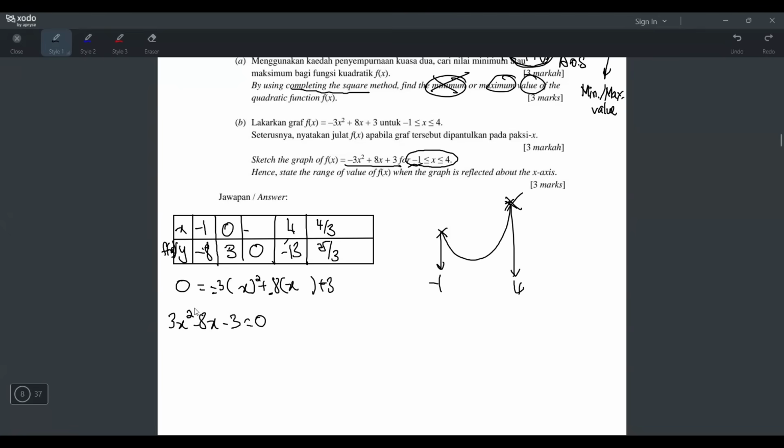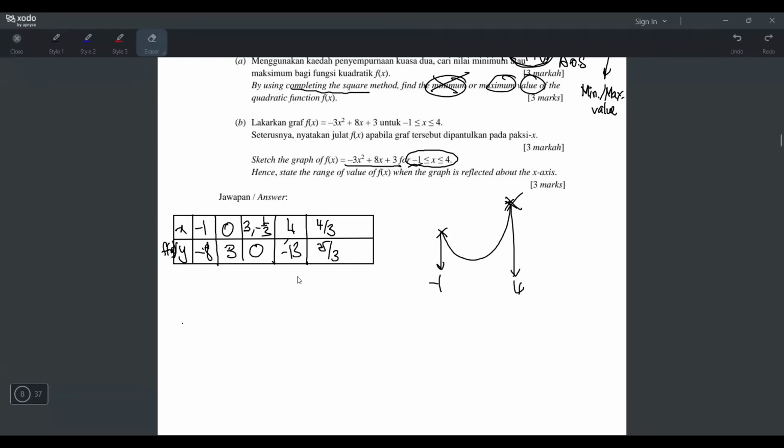Okay, my calculator gives me 3 and negative 1 over 3. So these are the two roots, or you can say the two x-intercepts. Okay, so we have two different roots. And this one I will erase, because this is not that important actually. What's important is the table. Okay, I will not show the working.